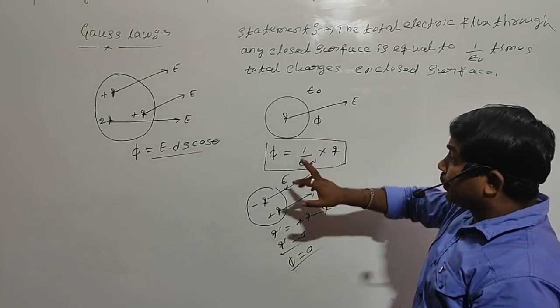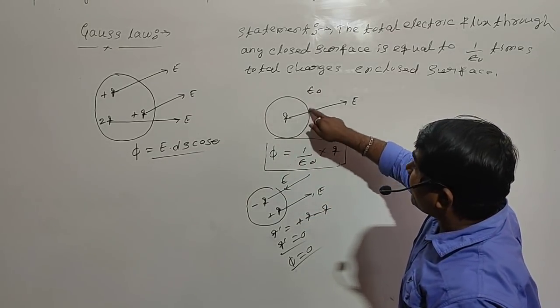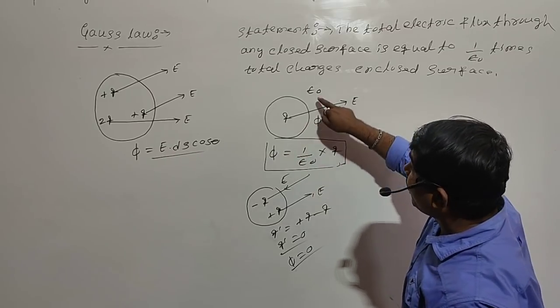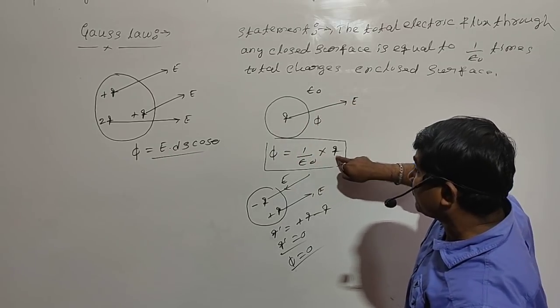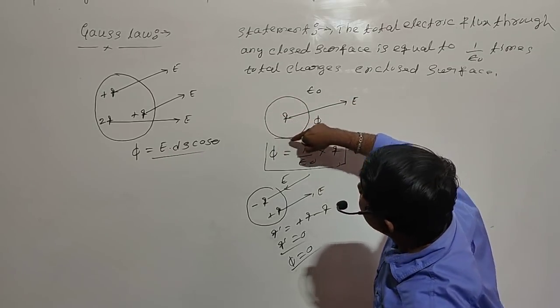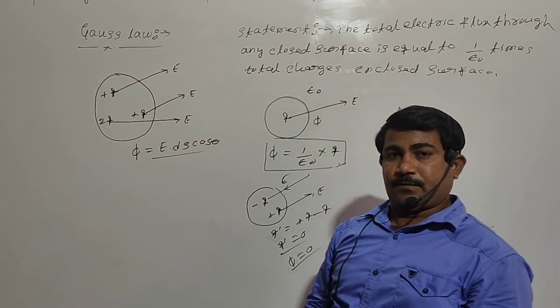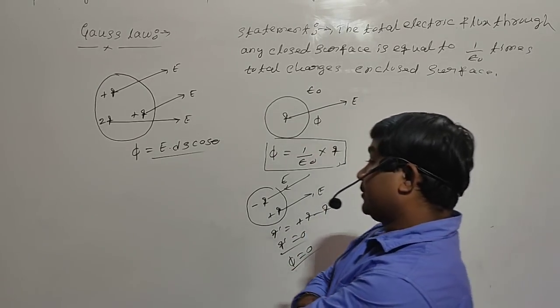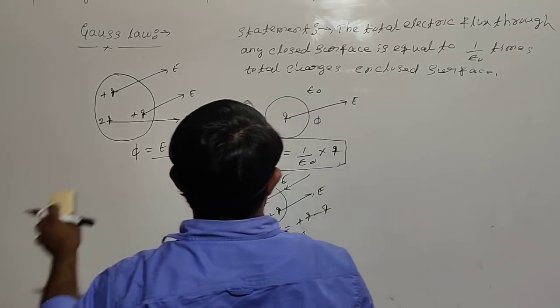What I said? The total electric flux through any closed surface is equal to 1 by epsilon naught times the total charge enclosed by the surface. Let us prove the Gauss law. See here.